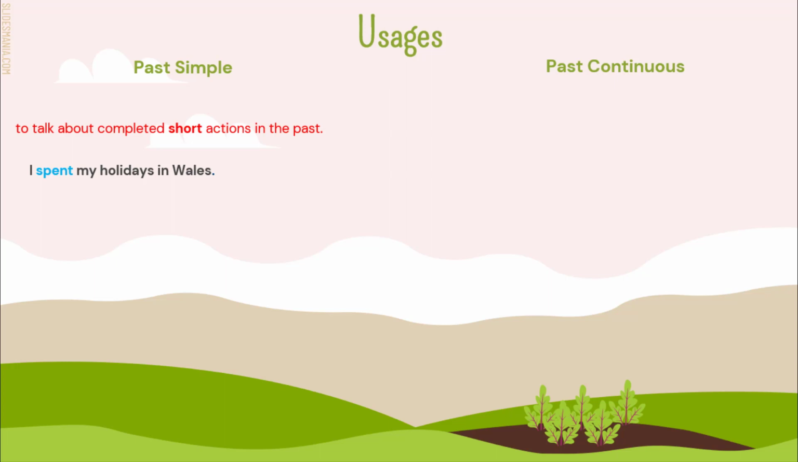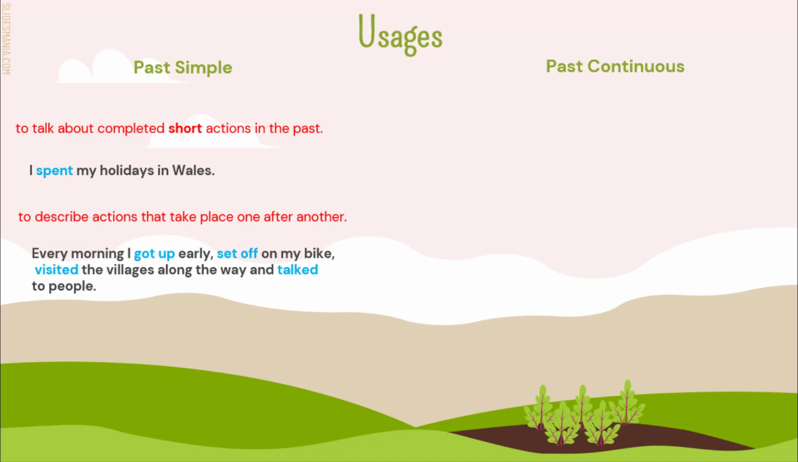We also use the past simple tense to describe actions that take place one after another. For example, every morning I got up early, set off on my bike, visited the villages along the way, and talked to people.